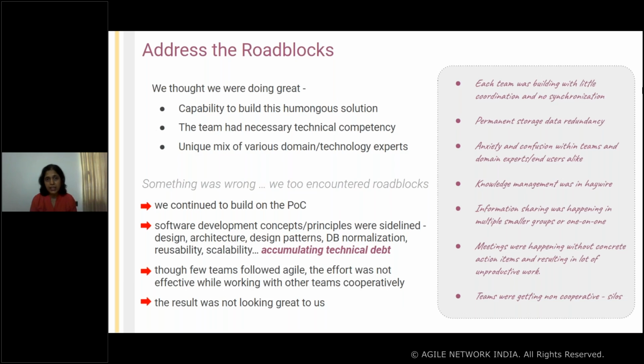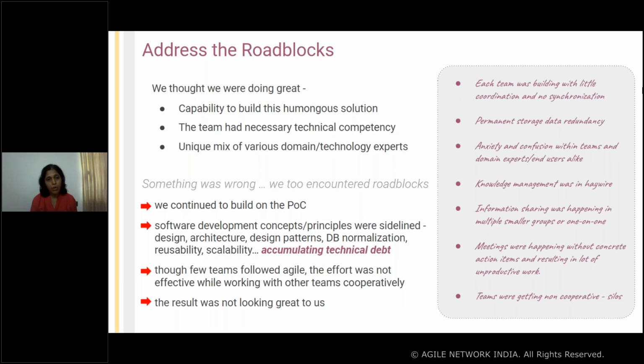So we were getting feedback, and accordingly we were incorporating it or redefining our roadmap and inculcating that feedback during our sprint cycle. What happened is the scope started increasing, and our team also started growing. As I said, there were some teams who were already practicing agile to some extent, but not all the teams. So over a period of time, what we observed was something was wrong, something was missing. So we too encountered our roadblocks.